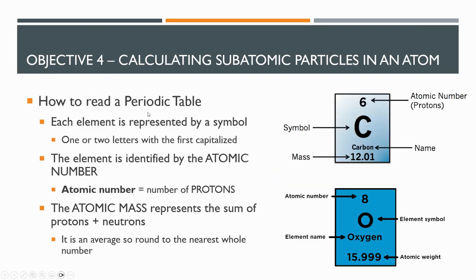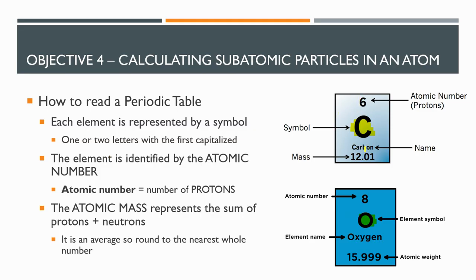Now the periodic table provides us with some important information about each element. Each element is represented by a symbol, and that symbol is always going to be either just a single capital letter, like in the case of carbon or oxygen, or a capital letter followed by a lowercase letter, like sodium is capital N, lowercase a. Iron is capital F, lowercase e. But each element is always going to have either just one capital or one capital and a lowercase letter with it.